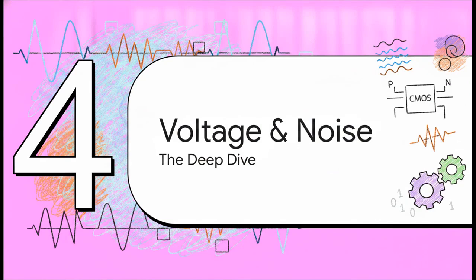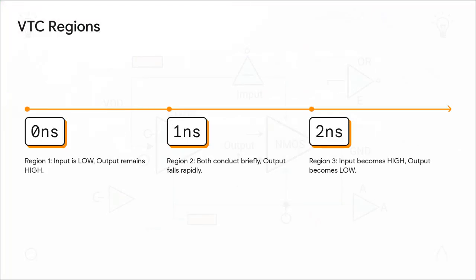Let's head into Section 4, Voltage Transfer and Noise, the deep dive. We're looking at the voltage transfer characteristic, or VTC. Imagine you're slowly turning a dial to increase the input voltage from 0 to maximum, rather than just flipping a light switch. In region 1, the input is low, and the output stays perfectly high.